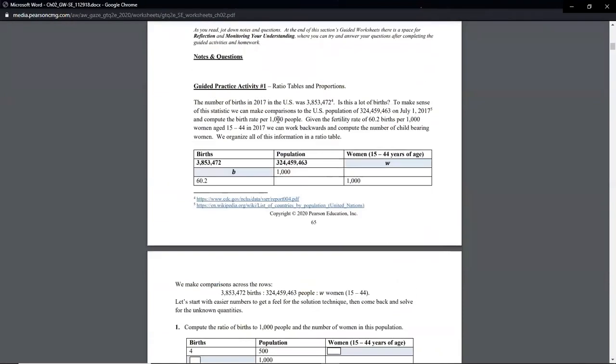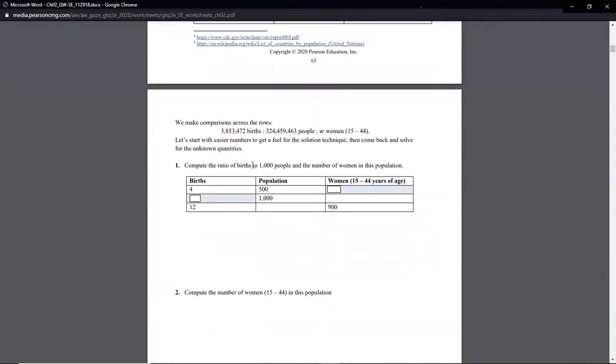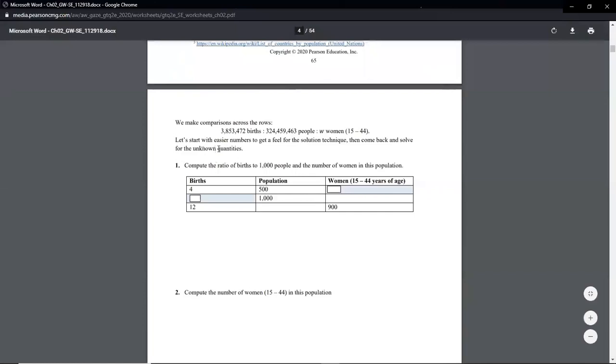Now, before we actually go and do it with those numbers ultimately, let's keep this simpler and let's just do a different problem. So we will come back to that, but for now, let's start with easier numbers to get a feel for the solution technique and see if we can have things make sense to us.